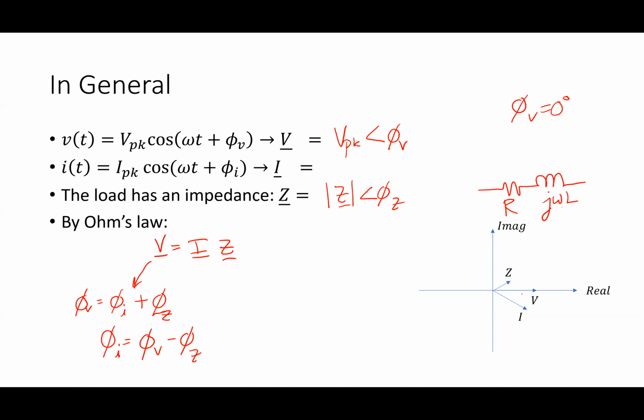He's behind it. He's lagging again. All right. Because essentially, if this guy is 30 degrees, this down here would be negative 30. That's always going to happen with an inductor. The impedance is going to have a positive angle. The current is going to be behind the voltage. Okay. Current's going to lag the voltage.